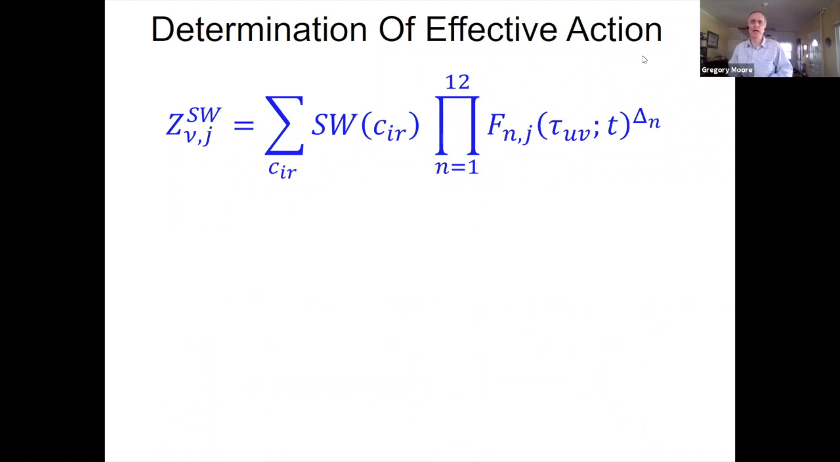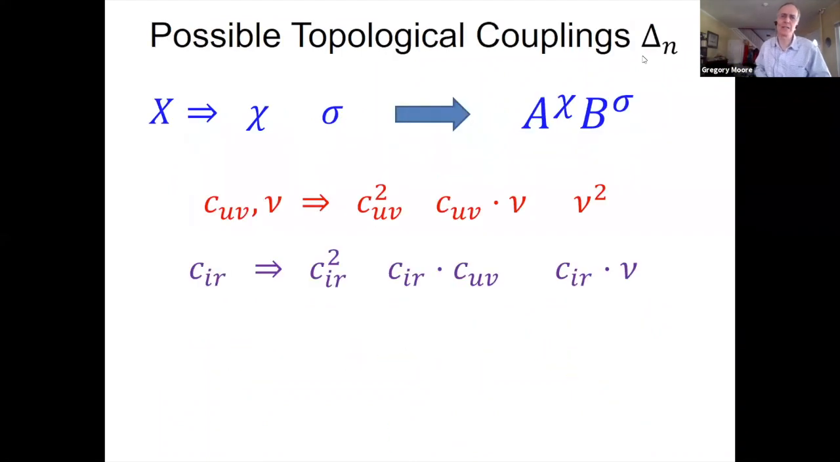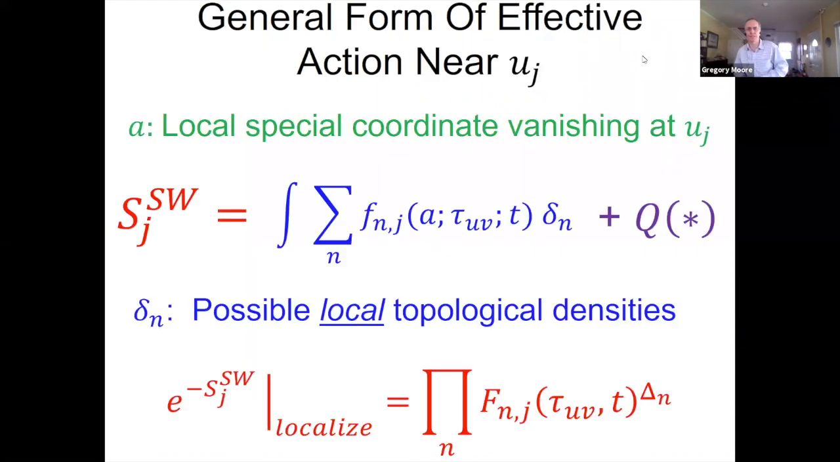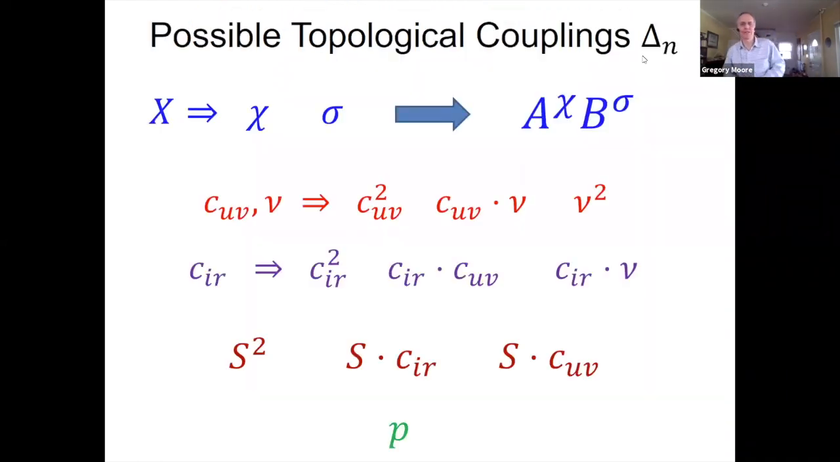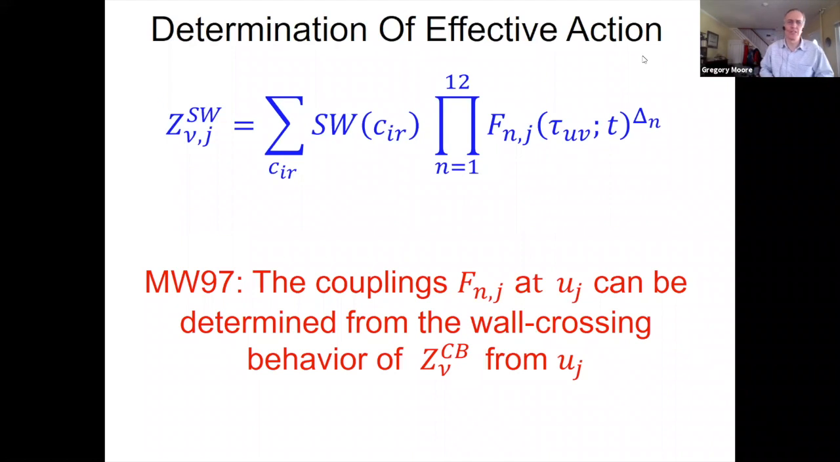Now how do you get these? How do you get these couplings in the low energy effective action? These little FNJs. Well, there's a trick, I think an underappreciated trick, that Edward and I used in our paper from 1997, where you can get these couplings by using the wall crossing behavior of the Coulomb branch integral at uj.